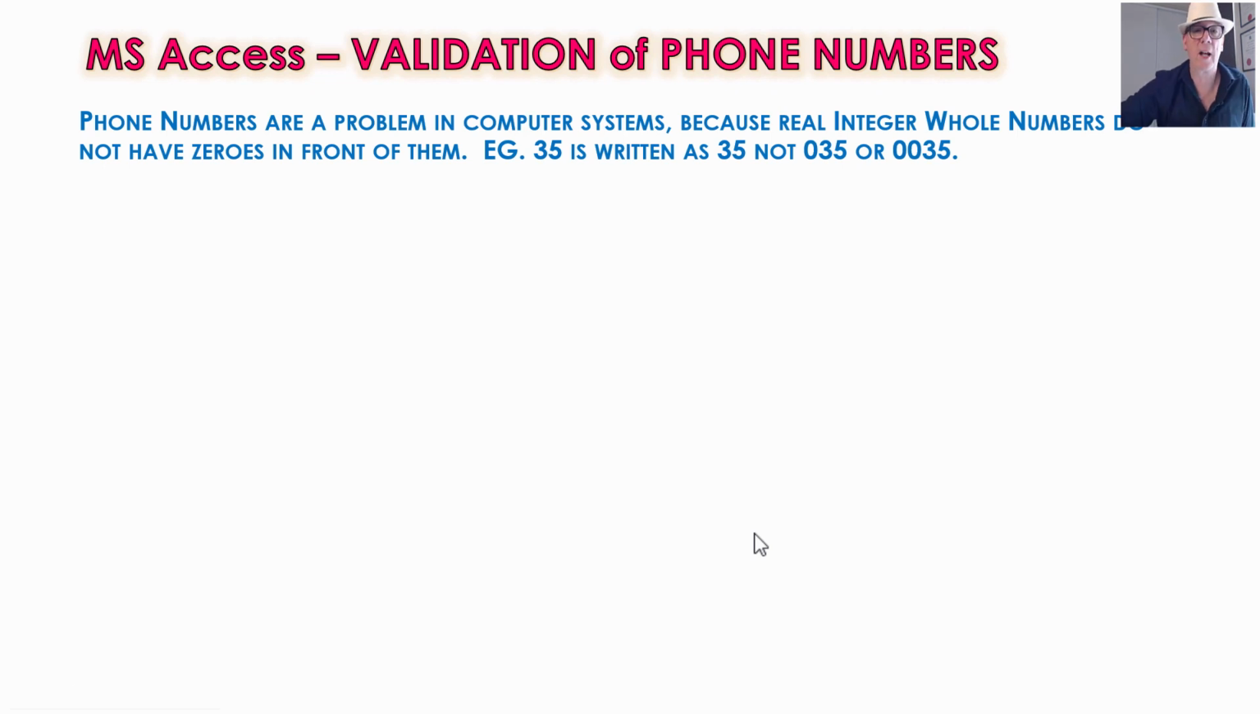All right, so validation of phone numbers. So now we're on to phone numbers. Now phone numbers are a problem because you think, okay, well I'm just going to define them as a number when I set up my tables. And I think we spoke about this in the tables lesson. But anyway, a number like 35 is written as 35. It's not written as 035 or 0035.